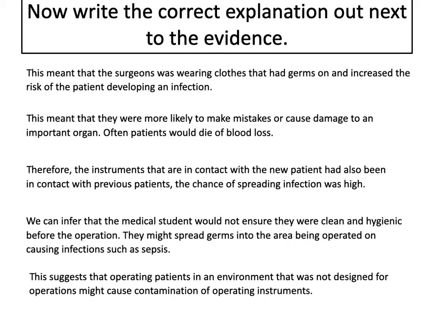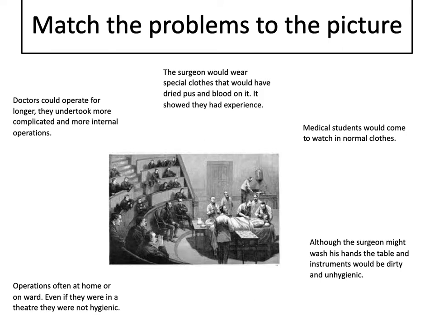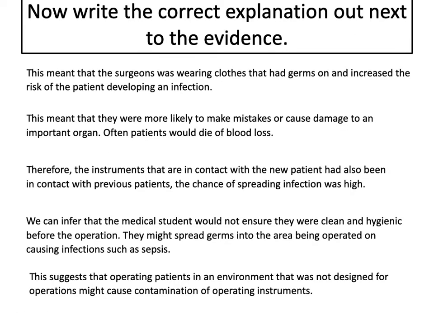Now I'd like you to match up each of these explanations to each problem here. For example, if we take the first problem at the top, the surgeon would wear special clothes that would have dried pus and blood on it. It showed they had experience. We would match that with the first explanation here. This meant that the surgeons were wearing clothes that had germs on and increased the risk of a patient developing an infection.